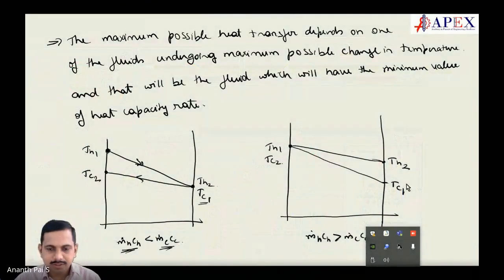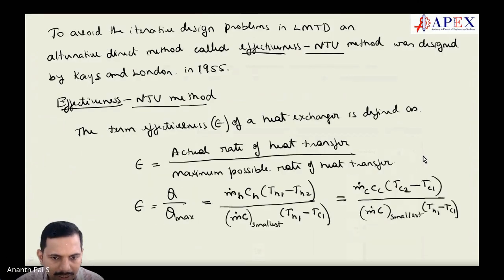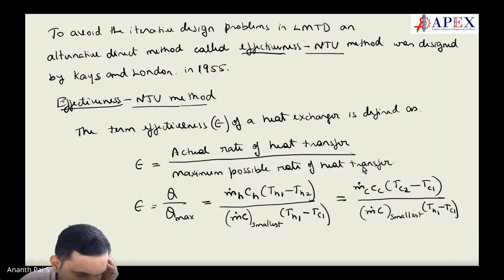So we were talking about the NTU method, and we have seen what effectiveness is. Effectiveness is the actual rate of heat transfer divided by the maximum possible rate of heat transfer. Correct. Now, we have seen two cases there.